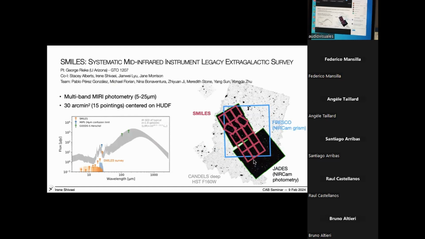Here I'm showing the footprint of the survey. It's centered on one of the most studied extragalactic fields, GOODS-South. There are 15 pointings; each of these squares is one of the MIRI pointings. We observed in each pointing from 5 to 25 micron in all 8 bands. The observations were done about a year ago. Last January they were finished, but then it took us many months to have fun with the data reduction of this new instrument and new telescope.